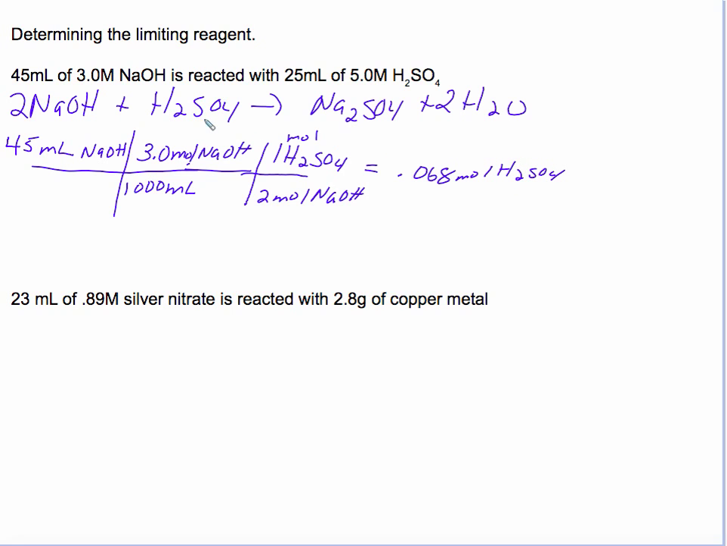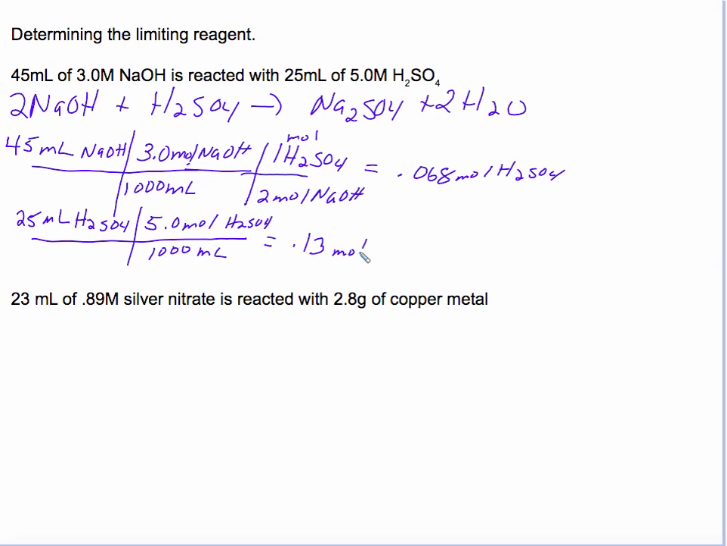Now, all you've got to do is see how many moles of H2SO4 you really have. So you can start with 25 milliliters of the H2SO4 and use the molarity to get to moles. You've got 5.0 moles of H2SO4 for every 1,000 milliliters. If you do that math, you end up getting 0.12, or roughly 0.13 moles of H2SO4.